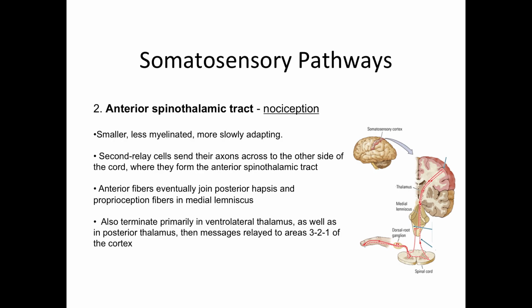Then we have the anterior spinothalamic tract, and it's important for nociception. Nociceptive fibers are a little smaller, they're less myelinated, and they adapt a little slower than the ones from the previous tract. They follow almost the same course to enter the spinal cord. As you can see, it's the little dotted line. So they follow the same course as the posterior spinothalamic tract. But once they get into the spinal cord, they will cross over.